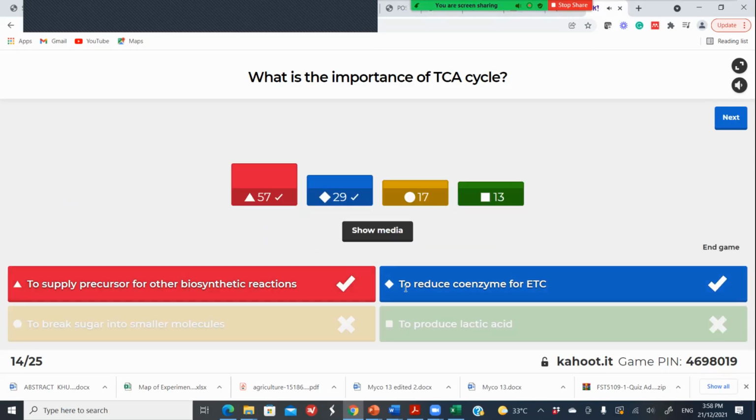Okay, the two main purposes of the TCA cycle, or what we call the reaction, is amphibolic. It means it can supply precursors for other biosynthetic reactions in anabolic reactions, or it can also produce NADH for the production of ATP.